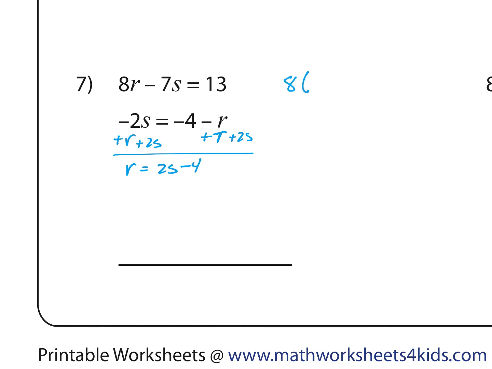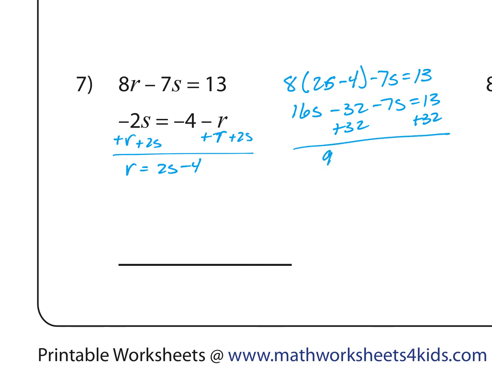So 8 times r, which is 2s minus 4, minus 7s equals 13. So 16s minus 32 minus 7s equals 13. Add 32. And I get 16 minus 7 is 9s equals 45. So s is going to equal 5. So then I get 2 times 5 minus 4. 10 minus 4 equals 6. So RS is 6, 5.